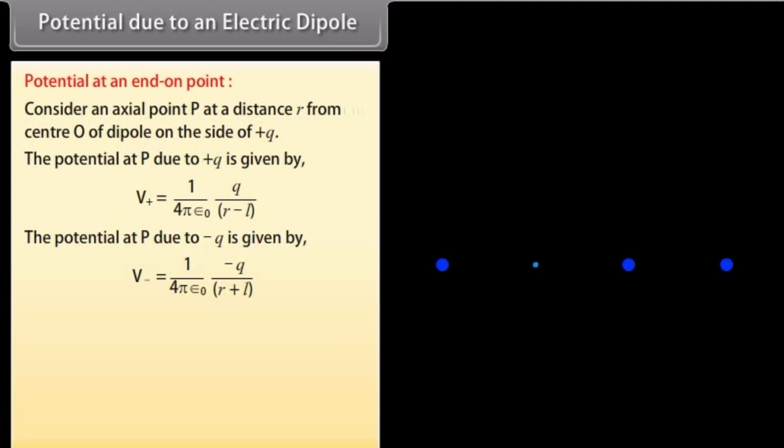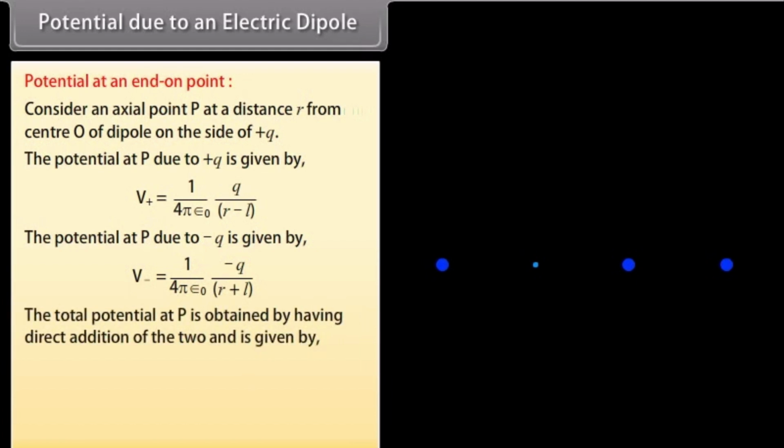The potential at P due to plus q is given by V positive equals 1 upon 4 pi epsilon naught multiplied by q upon r minus l. The potential at P due to minus q is given by V negative is equal to 1 upon 4 pi epsilon naught multiplied by minus q upon r plus l.